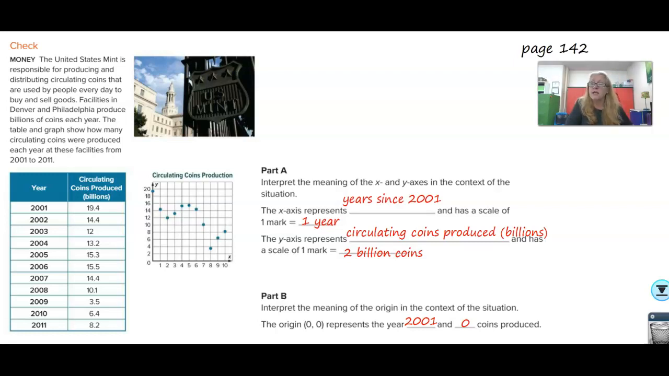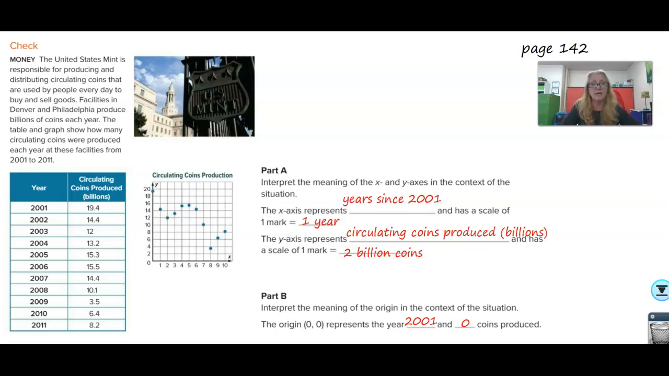I don't know. The United States Mint is responsible for producing and distributing circulating coins that are used by people every day to buy and sell goods. Facilities in Denver and Philadelphia produce billions of coins each year. The table and graph show how many circulating coins were produced each year at these facilities from 2001 to 2011. So, coins. How's the trend here? It kind of looks like it's going down. See, what I'm saying, not that many people are using money anymore, so we don't need so much. See, I was right. I didn't even know.